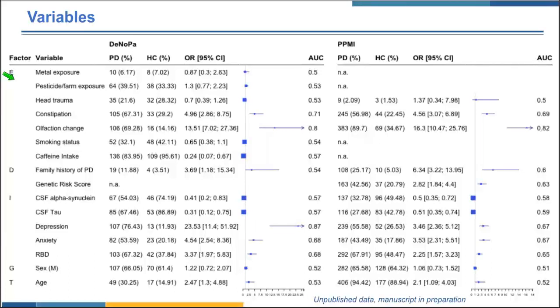So we are not encouraging people to smoke so you can have a lower risk of PD. That's not the point. It's just that among PD patients, there's a lower percentage of smokers compared with other groups.